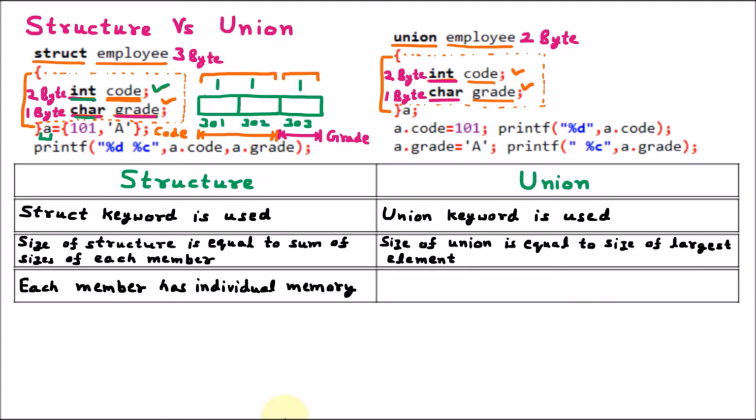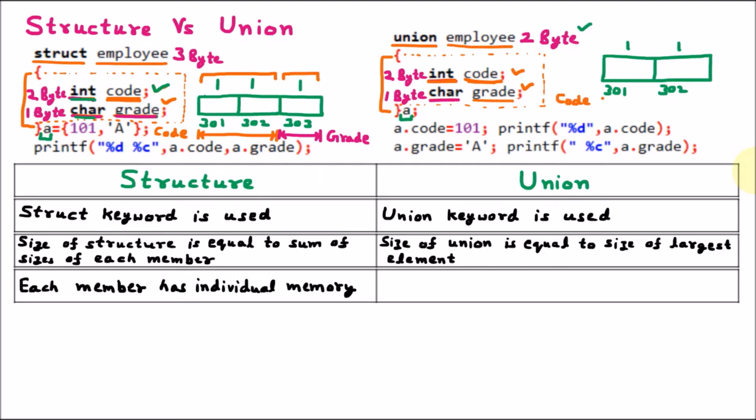But if we talk about the union, here we are going to declare the union variable, that is A. At that time, the memory is reserved, and that memory is equal to the largest element. That means it is 2 bytes. So here we are assuming that each block is 1 byte of memory, and let's say the addresses are 301 and 302. And these 2 bytes will be shared by both of the elements. We know that the first element is the code, which is of integer type. That means it will take the 2 bytes.